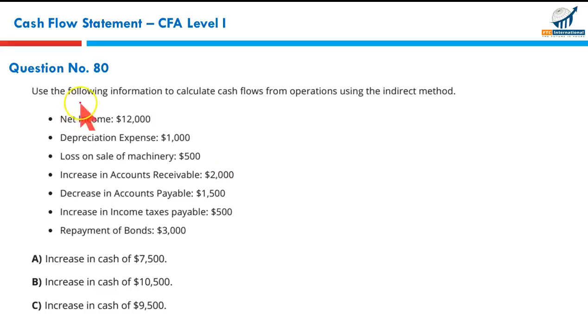Next question. Use the following information to calculate the cash flow from operations using the indirect method. Indirect means you start with the net income, add depreciation, loss on sale of machinery to be added, increase in account receivables, they didn't pay, deduct, decrease in accounts payable, you have paid, deduct, increase in income taxes payable, you didn't pay, add, and repayment of bonds is a financing cash flow. 12 plus 1 plus 500 minus 2000 minus 1500 plus 500 gives you a positive number of 10,500, increase in cash of 10,500. That makes B the correct option.